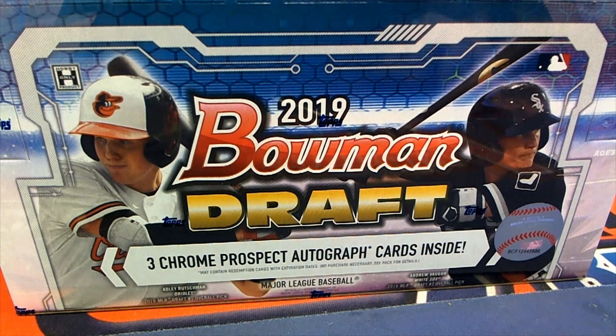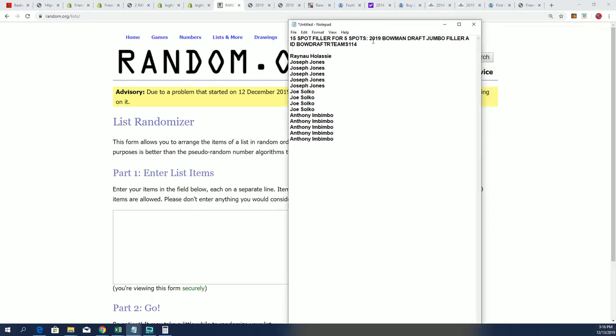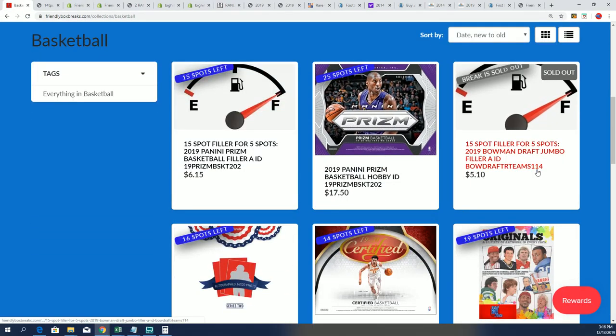It is a filler, and five owners come away with spots for cheaper out of the 15, and that's what we have in the jumbo filler. Filler A, I'm going to make a new filler. Filler B will be back. Filler B will be available.